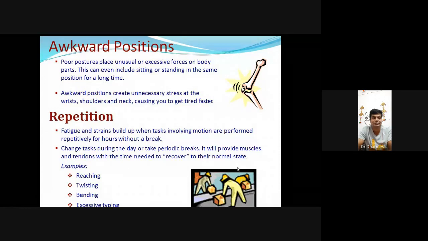As I told you, in an active office there are two kinds of breaks, macro and micro. Macro means a larger break, and micro means a small, shorter break. A macro break is the lunch break. A micro break is between 1 to 2 minutes, where the worker or professional has to do some checking exercise during the break. Examples are reaching, twisting, bending, and excessive stacking.